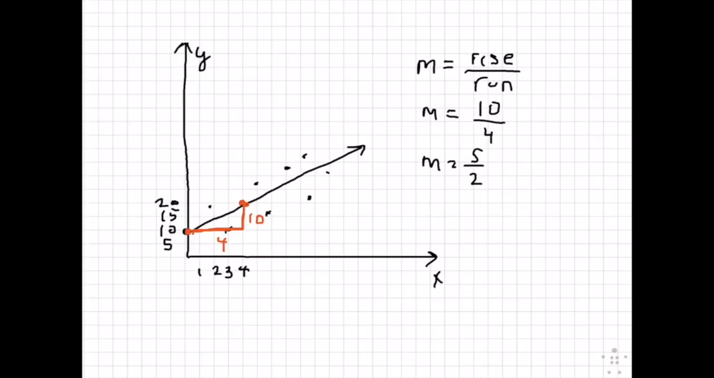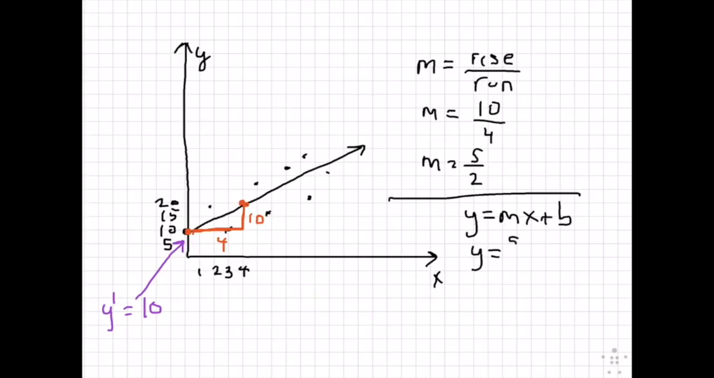And the y-intercept, right here, is at 10. That's the y-intercept. So the equation for this line would be y equals mx plus b. The slope is 5/2, and b is the y-intercept, that's the 10, so y equals 5/2 x plus 10. So there's the equation of the trend line.